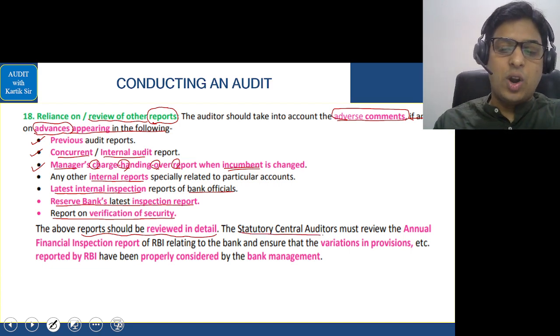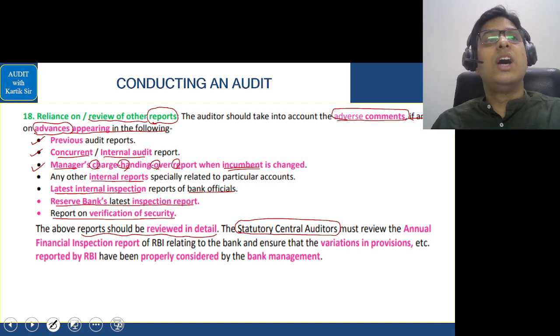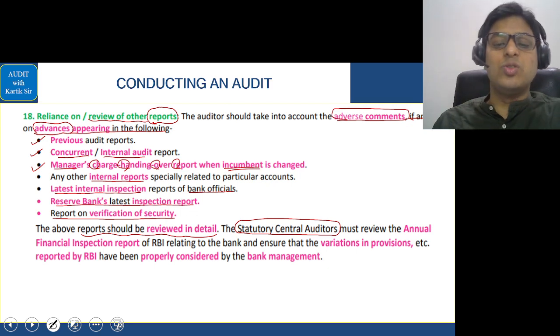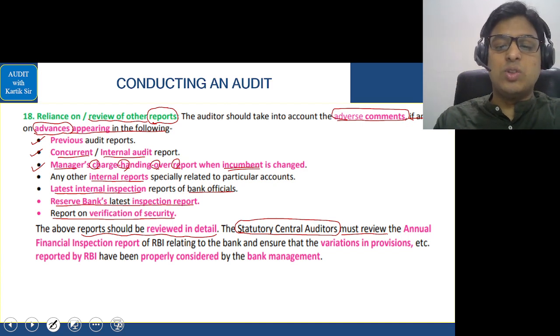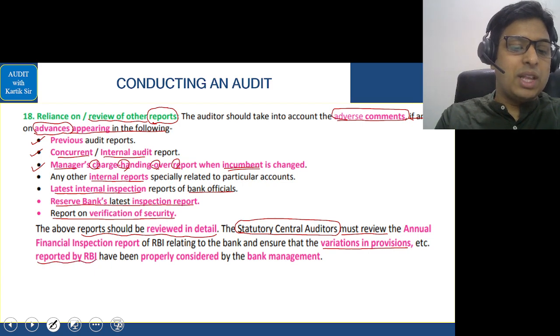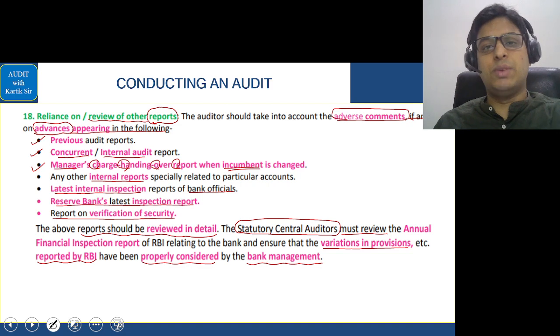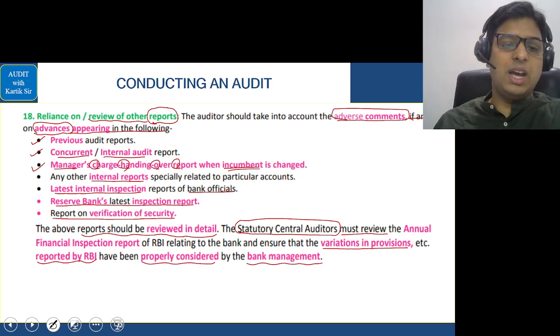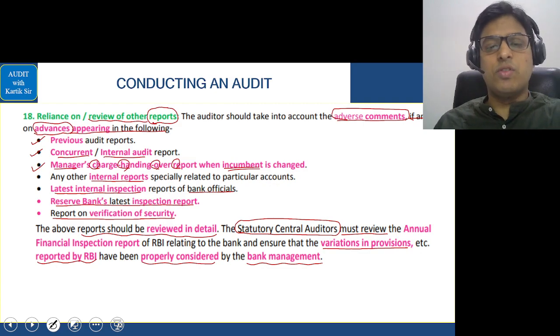And the statutory central auditor. Remember, the head office auditor, statutory central auditor. In Ghosh Jilani, we had seen that the statutory central auditor has to give reports other than the main reports, correct? So the statutory central auditors must review the annual financial inspection report of RBI relating to the bank and ensure that the variations in provisions, etc., reported by the bank have been properly considered by the bank's management. Simple, clear? That is your point number 18. This was circled, an important area. Okay, this one, that is a review of reports.